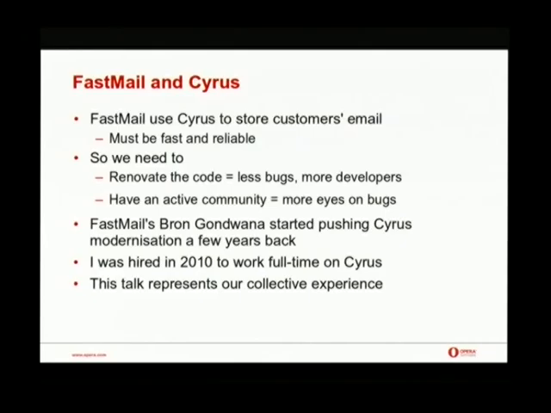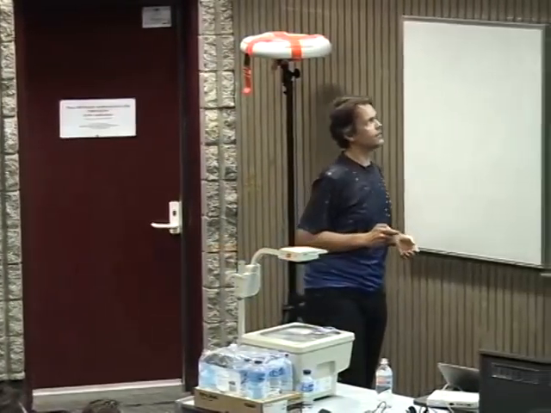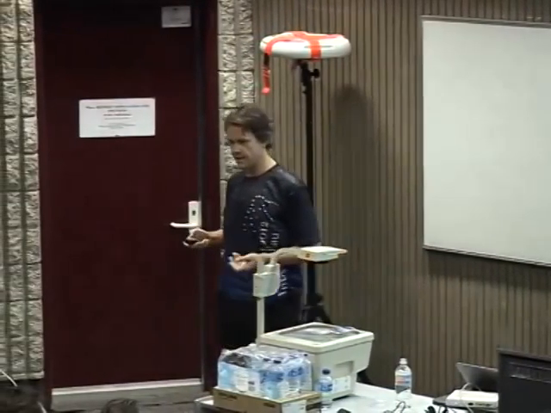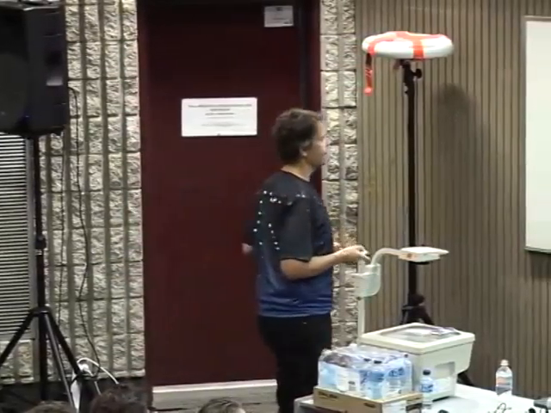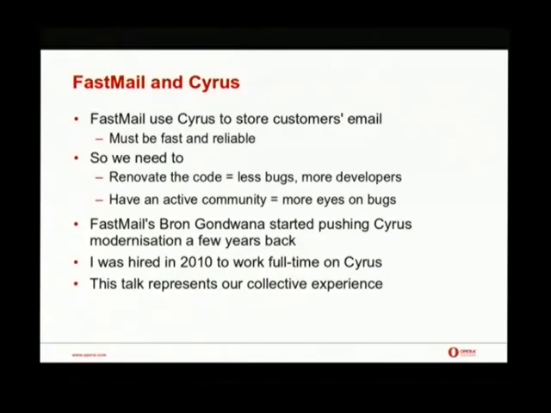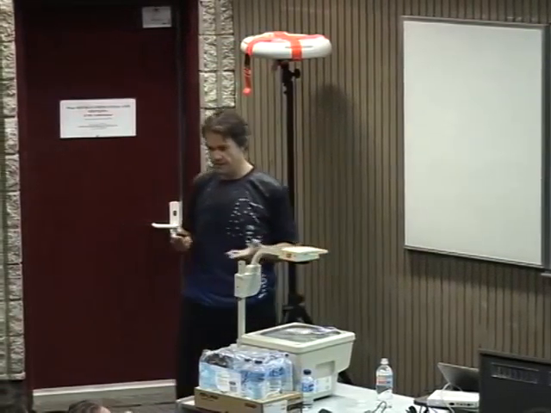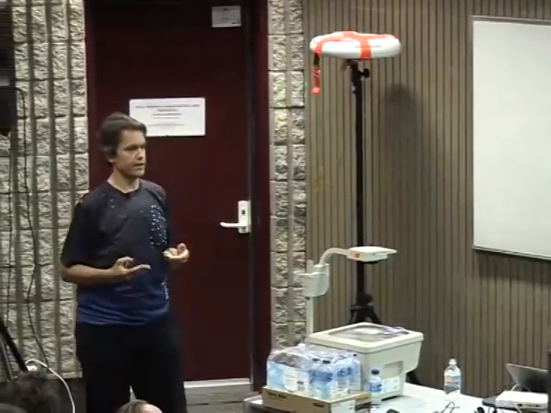Fastmail and Cyrus. So Fastmail used Cyrus to store customers' email, which means it's actually important that it work and work reliably. And so as part of that, when you rely on open source software like that, you really have to be part of the community and foster the community. And in the case of Cyrus, it had kind of drifted off into obscurity and the community had kind of died out. And so Fastmail had to help resurrect the whole community. And there's a whole bunch of really good practical reasons why you want to do that. I mean, when the code's renovated, there are fewer bugs simply because the software works better. And the mere fact that your code looks modern attracts developers, which means there's fewer bugs, which, yes?